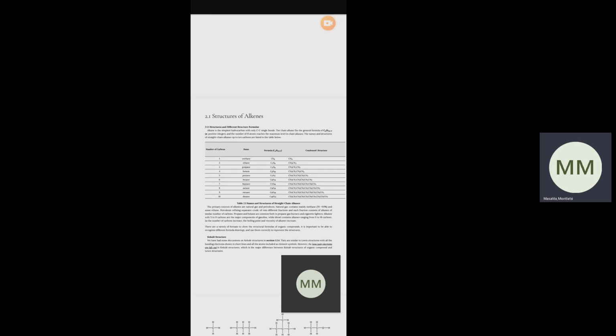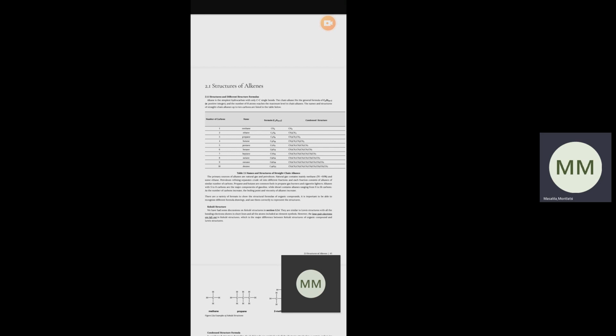We need to know the structures and the different structural formulas. The structures of the alkanes. The formula of alkanes is CnH2n+2. So when you have one carbon it is methane, two carbons ethane, propane, butane, pentane, hexane, heptane, octane, nonane, and decane.